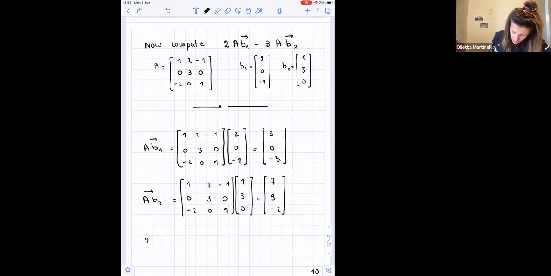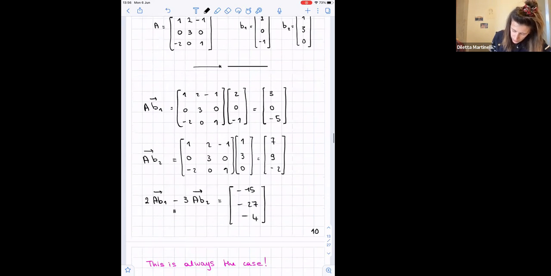Now if we take twice AB1 minus 3AB2, then we get exactly minus 15, minus 27, minus 4. So we see that this was exactly the same answer that we got when we applied A to the vector 2B1 minus 3B2. And this is always true in general.